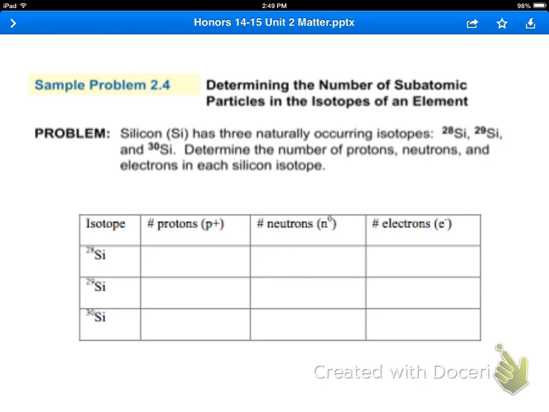So for practice, fill in the chart for silicon. Silicon has 3 naturally occurring isotopes, silicon-28, silicon-29, and silicon-30. Use the periodic table to figure out how many protons are in silicon and fill in the rest of your chart. Stop your recording, try it, and then turn it back on to see how you did.